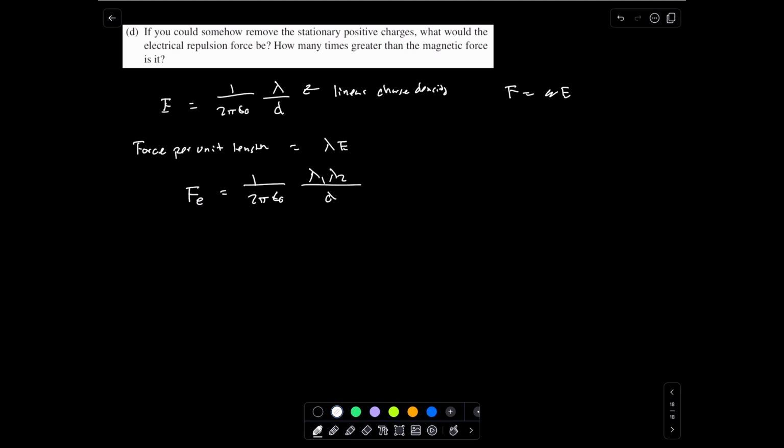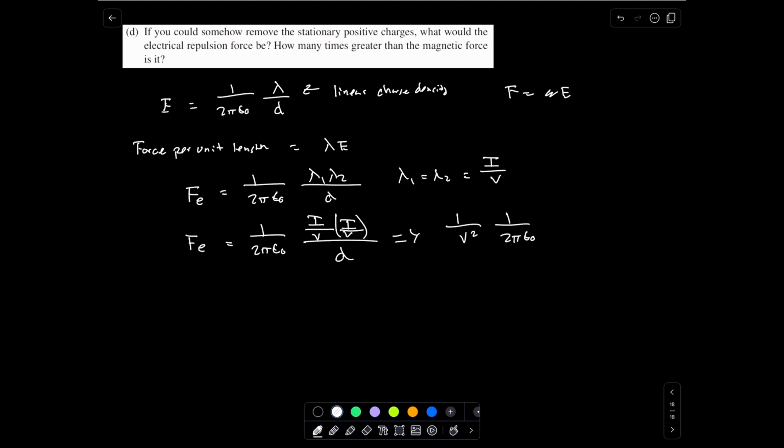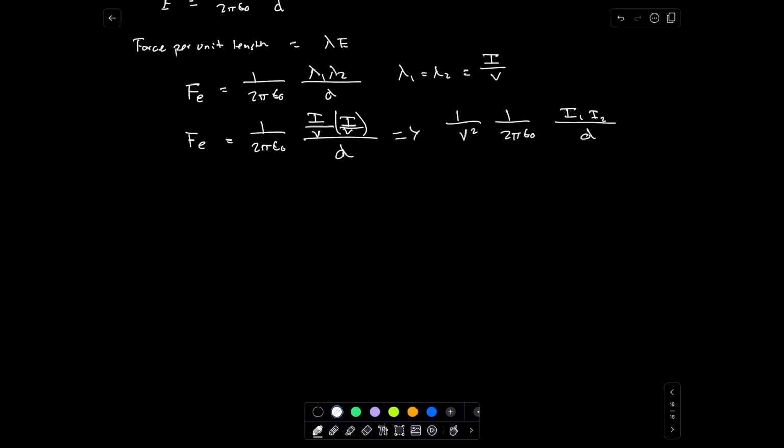Again, since there are two wires, we get two lambdas, and here lambda 1 equals lambda 2, which equals I over V. Plugging that in, we get 1 over 2 pi epsilon naught I over V over D. We can take out those 1 over V's, so we could turn this formula into 1 over V squared, 1 over 2 pi epsilon naught I1 I2 over D. So moving along, we're going to be using the relationship of c squared to 1 over mu naught epsilon naught, which will give us our needed relationship of 1 over epsilon naught equals mu naught c squared.